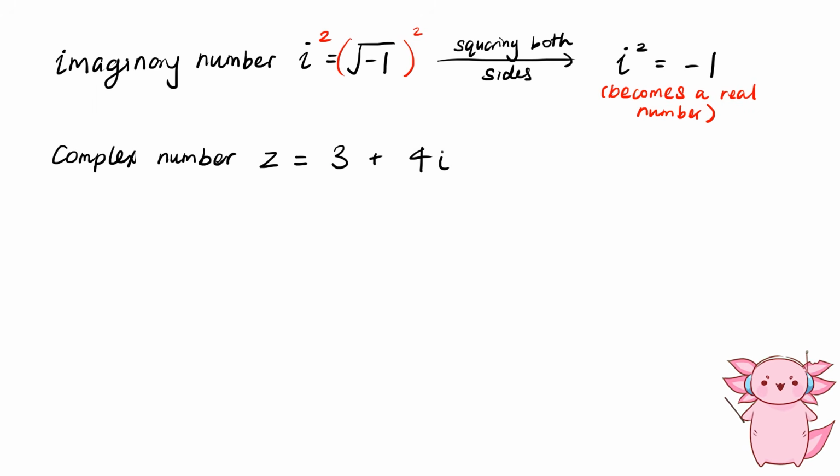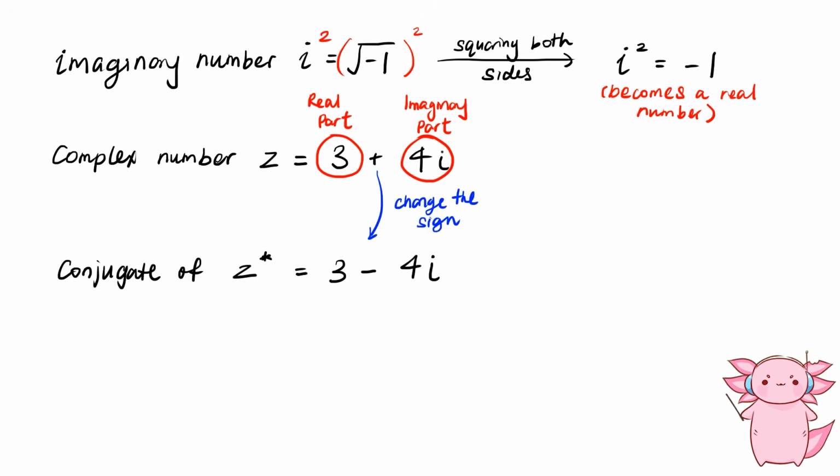A complex number can be split up into its real part and its imaginary part. So imagine we have a complex number z equal to 3 plus 4i, then its conjugate z star is equal to 3 minus 4i.